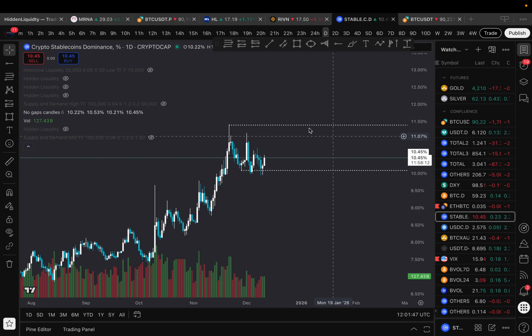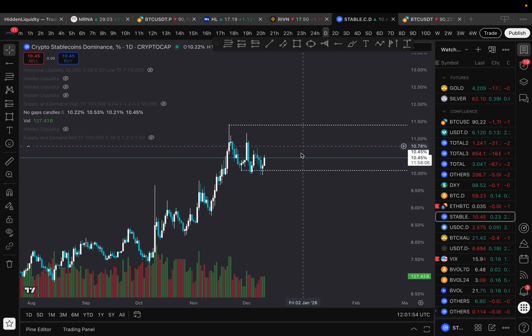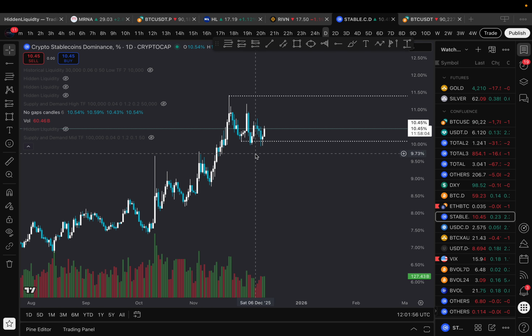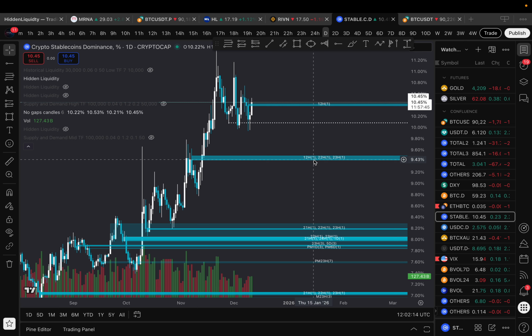So what am I going to do? As you know, we've got these two major points of interest, and now I'm looking for a demand zone or liquidity zone where the stablecoins dominance chart could bounce, and which could potentially match with the levels mentioned on BTC, right? So I'm turning on the hidden liquidity indicator, and as you can see, we've got a nice zone right here.